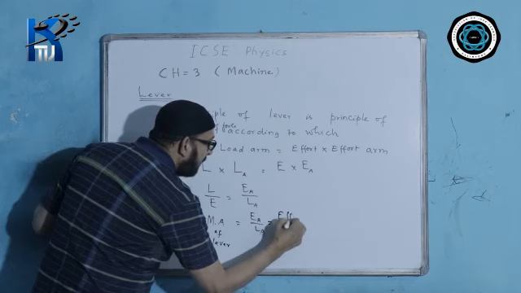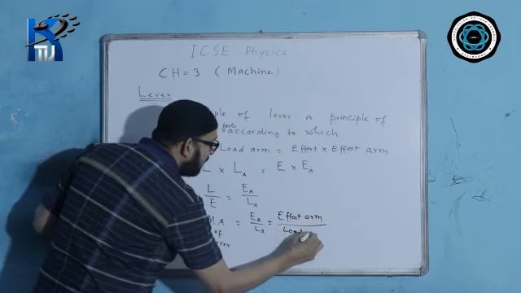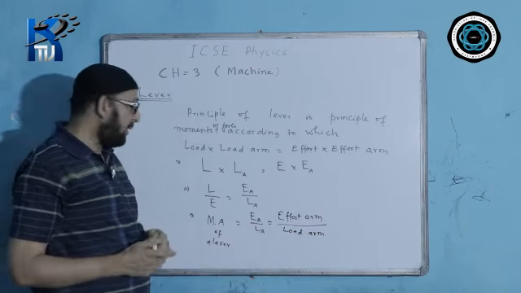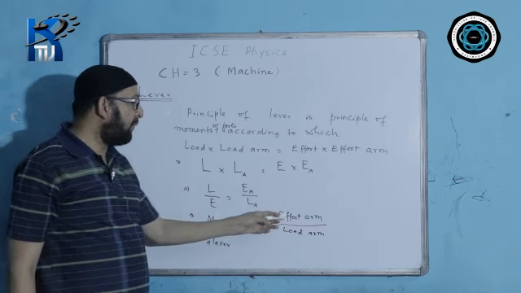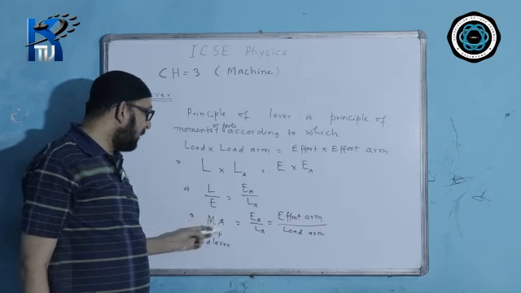EA means effort arm by load arm. Then what is the formula of mechanical advantage of a lever? We say that the mechanical advantage of a lever equals effort arm by the load arm. So this becomes the formula for the mechanical advantage of a lever.